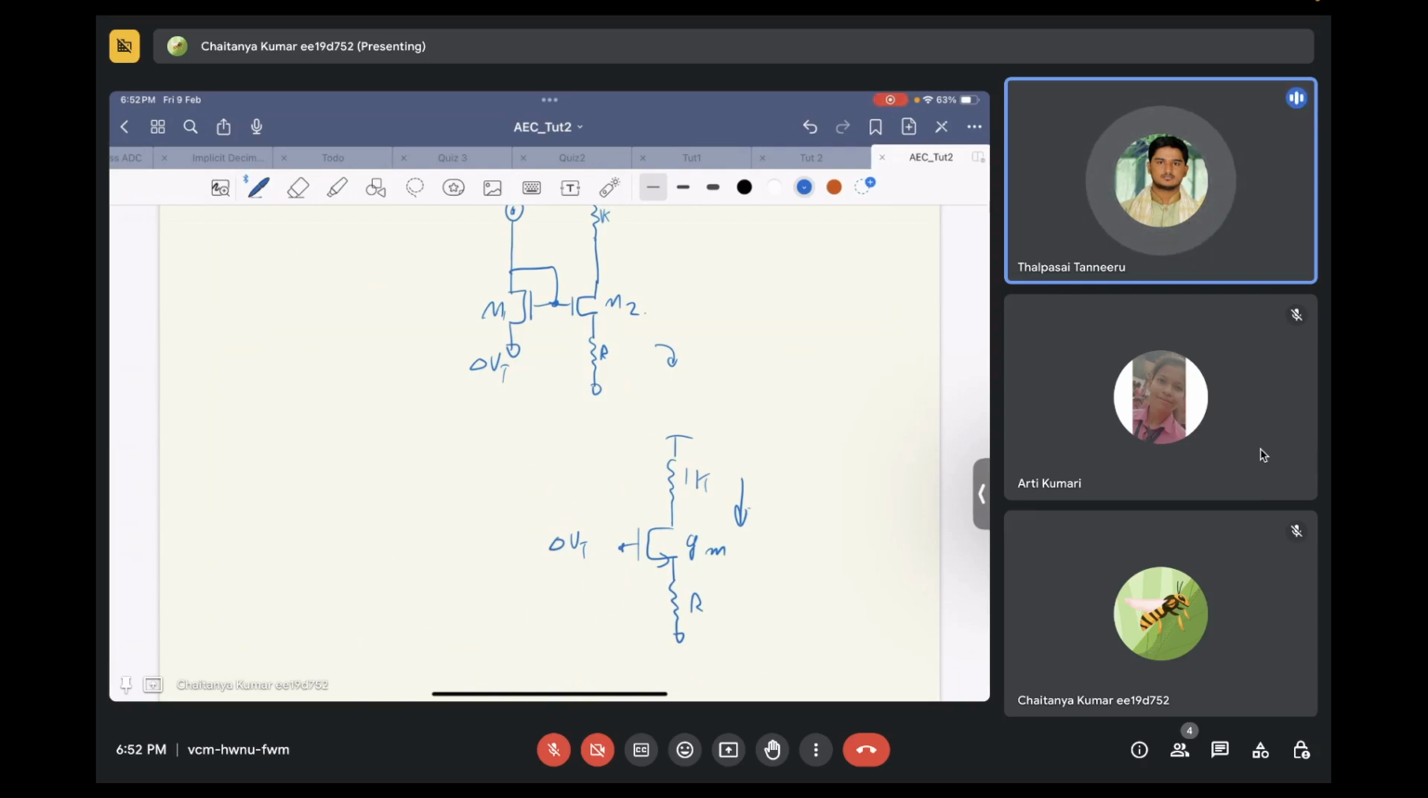It should be... here, source degeneration. There is degeneration. Yes, sir.